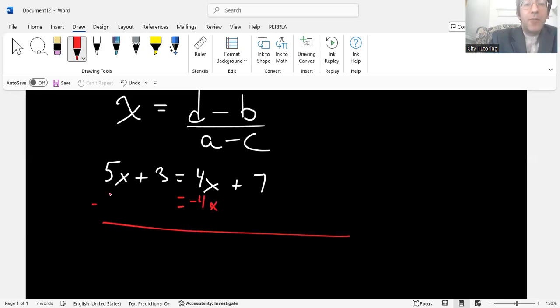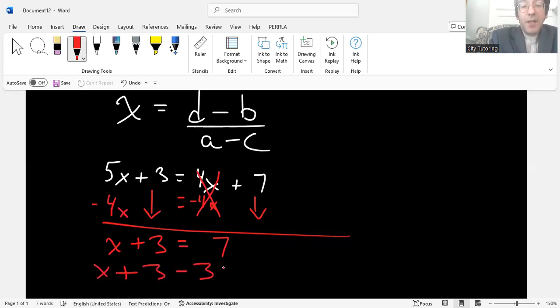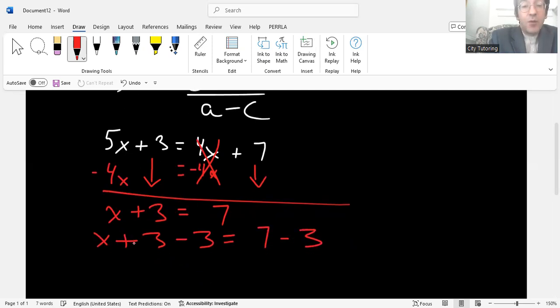and then they do minus 4x on this side. And then they say, okay, 4x minus 4x is 0. 5x minus 4x is just 1x. And then they say, bring down the 3. So you have x plus 3 equals, and then bring down your 7, positive 7. And then you solve this equation. You take away 3 on both sides. x plus 3 minus 3 equals 7 minus 3, which gives you x equals 4.